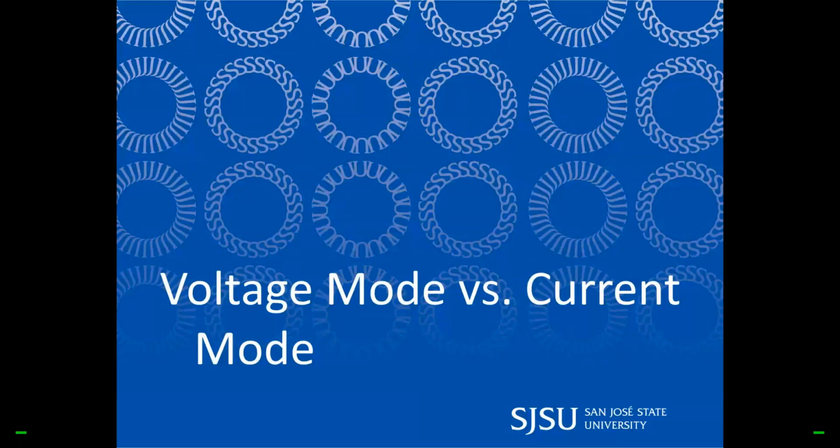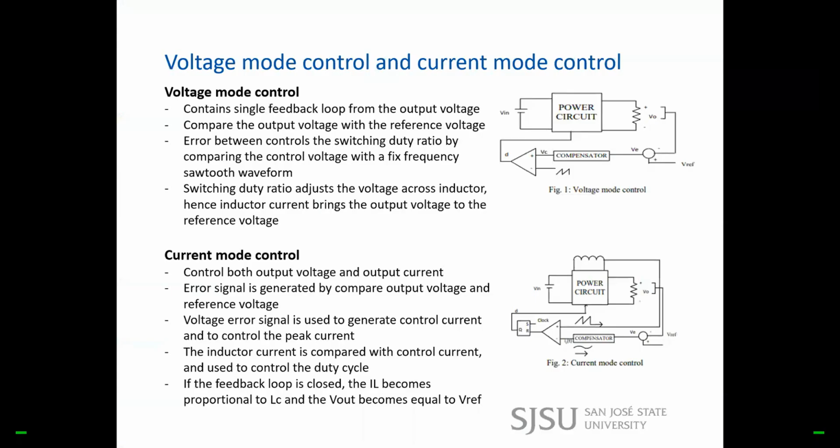So the voltage mode and current mode control. In voltage mode control, we use a single feedback loop compared to a reference voltage, and we use that to vary either the duty cycle or the input voltage. For our case, we will be modifying the duty cycle. Switching the duty ratio allows us to change the voltage across the inductor, and hence the inductor current, thus changing the output voltage. Whereas compared to current controlled mode, we are controlling both the voltage and the current.